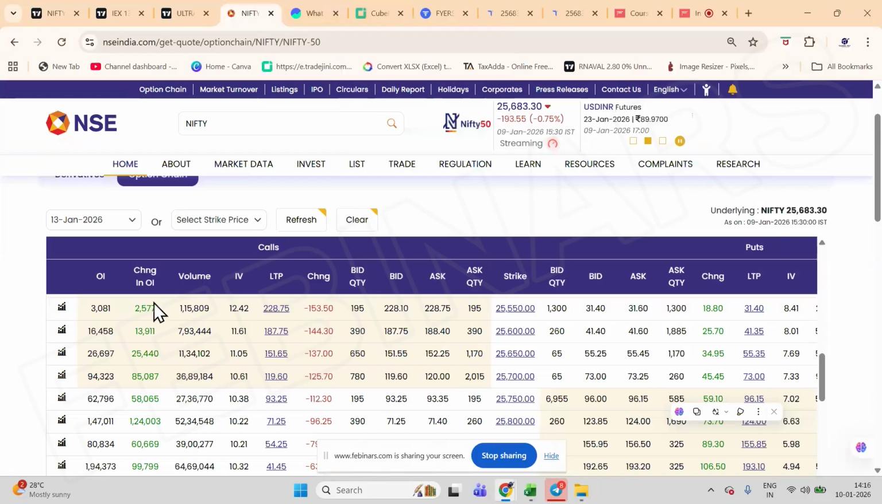The ultimate factor here is it's a volume based analysis on the option chain data. One is open interest, number of contracts outstanding. That's what we call open interest. Change in open interest is how much it has changed today. Volume is the total volume, number of contracts traded. IV is the volatility factor. I'm going to show you what is IV.